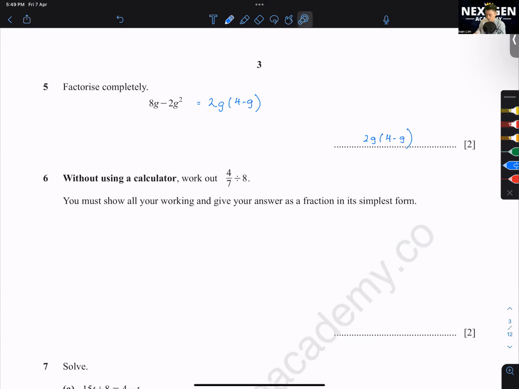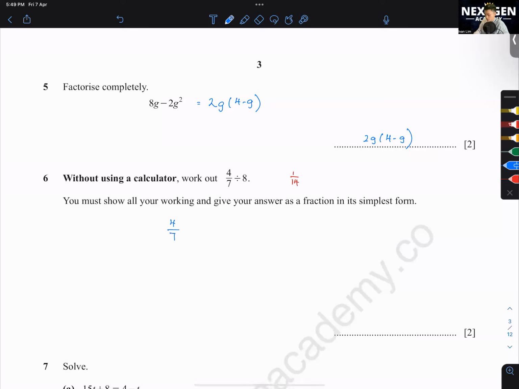Question 6. Without using a calculator, work out 4/7 divided by 8. You must show all your working and give your answer as a fraction in its simplest form. When they say don't use a calculator, do you use a calculator? Of course you use a calculator. So write 4/7 divided by 8 in the calculator to see what's the final outcome we want. So here it is 1/14, but to get the marks, we have to show the working.